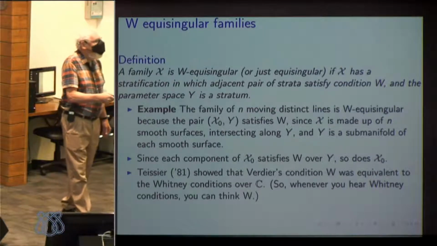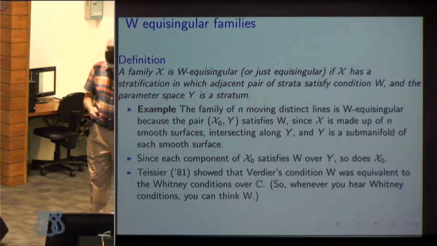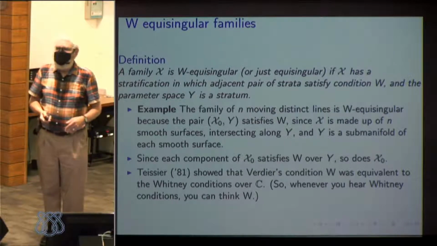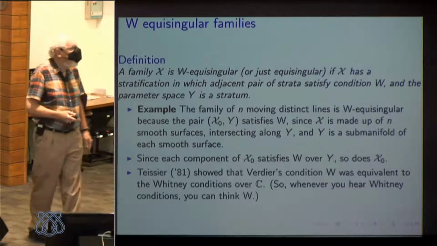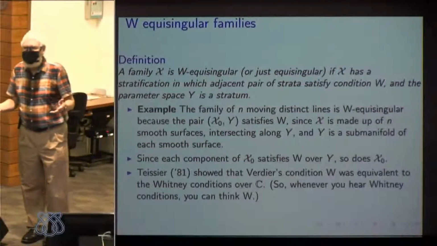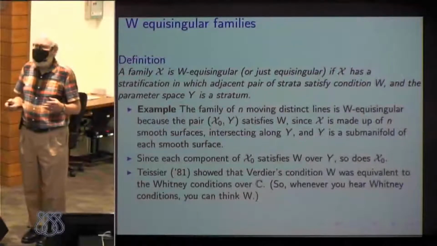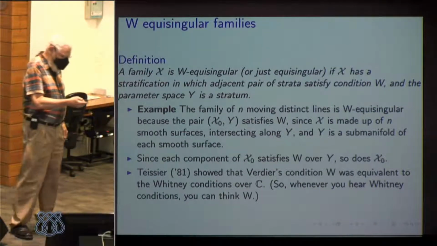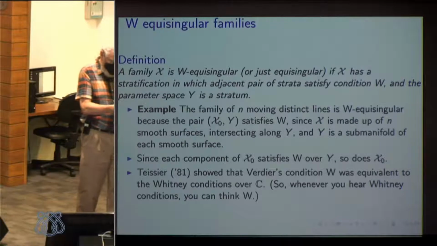Okay, so Teissier showed that Verdier's condition W was equivalent to the Whitney conditions that had been defined previously by Whitney, at least when you're working over C. So whenever you hear Whitney in any of the talks that we're giving in the conference and you're working over C, you can just think W. And you can get a feeling for what those stratifications might be like.